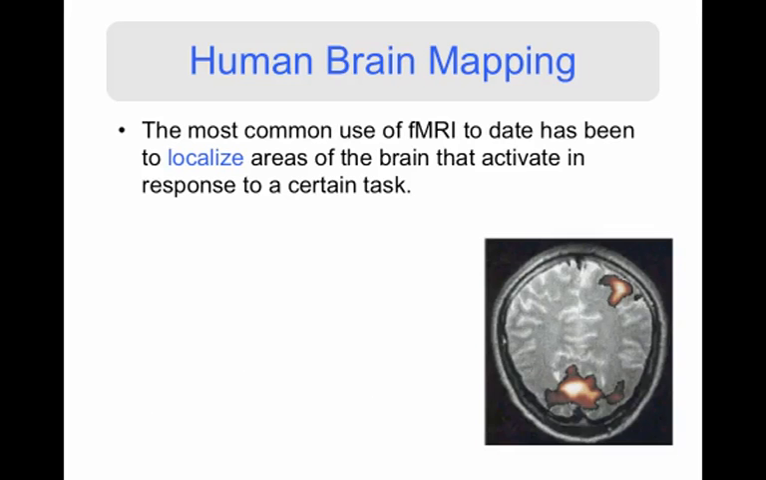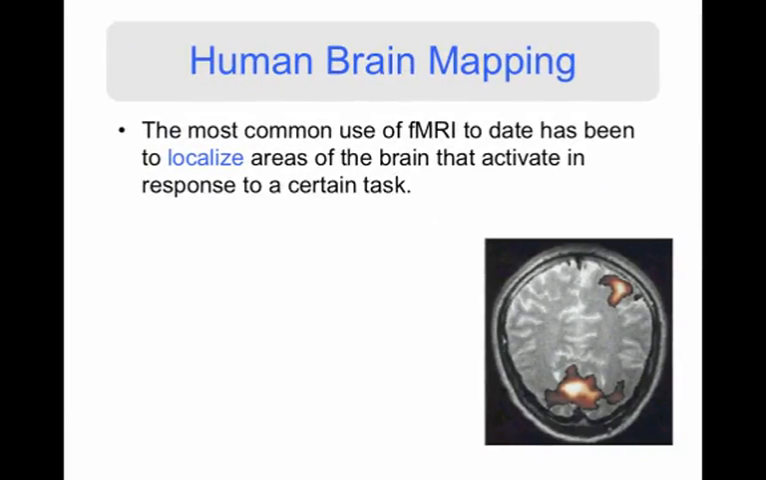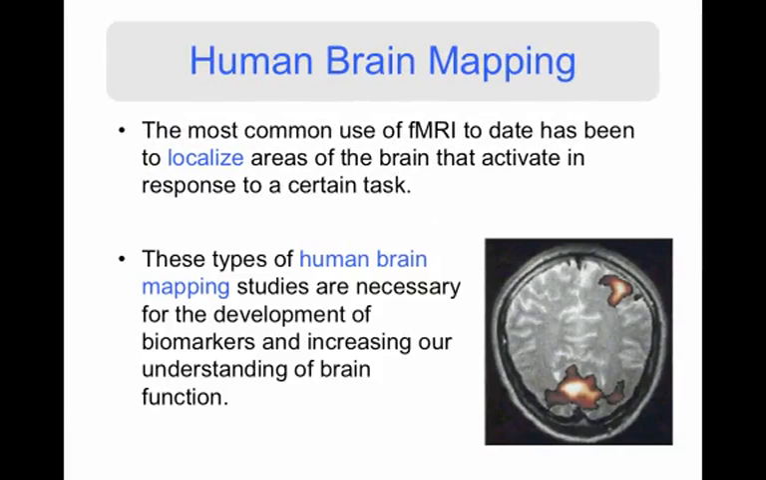To date, the most common use of fMRI has been to localize areas of the brain that activate in response to a certain task. In the image here, we see activation in 2 regions of the brain: the visual cortex and the motor cortex. In this experiment the subject had a light flash in his eyes, and then in response pressed a button. So there should be activation in both the visual and motor regions, and this is what we see here. These types of human brain mapping studies are necessary for the development of biomarkers and generally increasing our understanding of brain function.